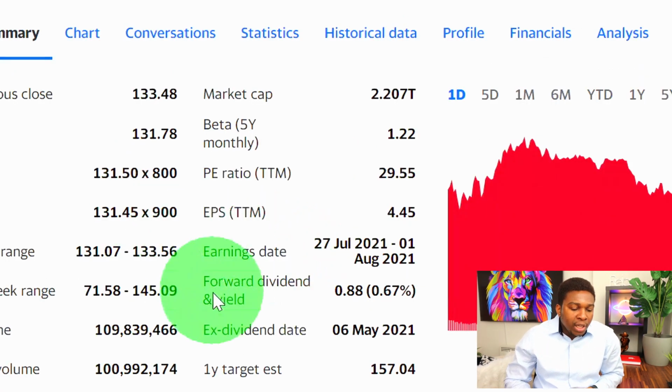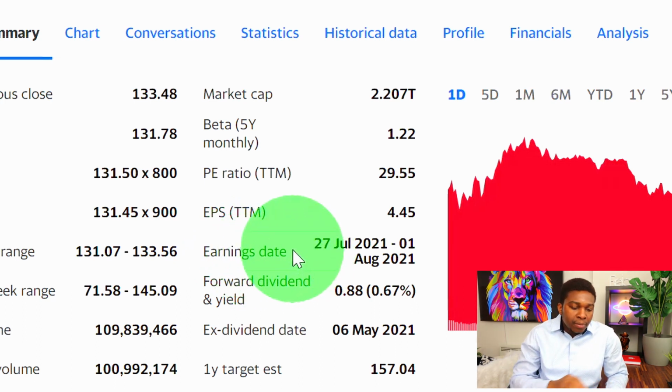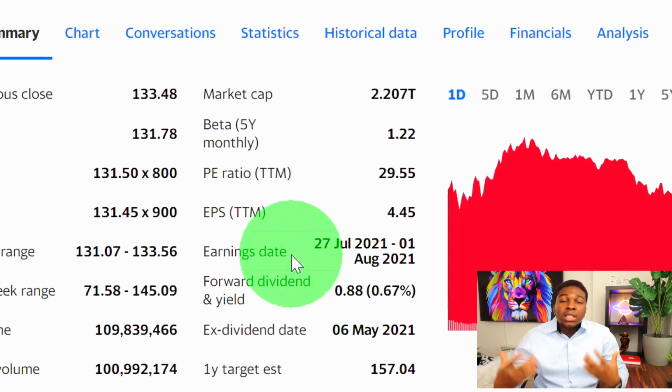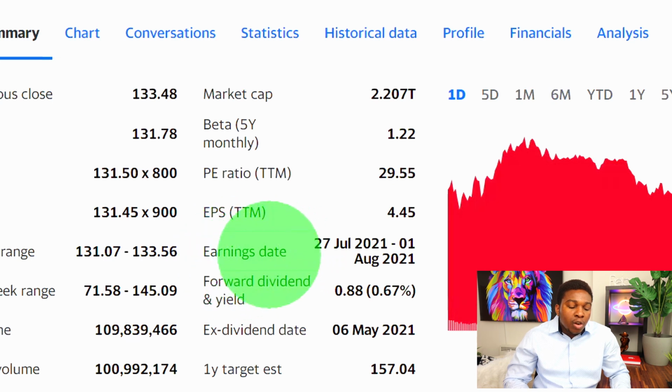Now, we also have the earnings date. The earnings date is actually the earnings release date. So it's the date when the company will release their financial statement, talk about their profitability, their net income, assets, and their liabilities. So it's the date that the company releases their earnings and financial statement.